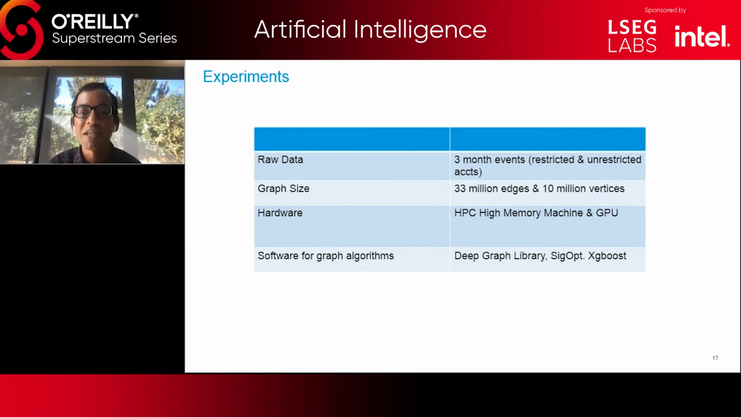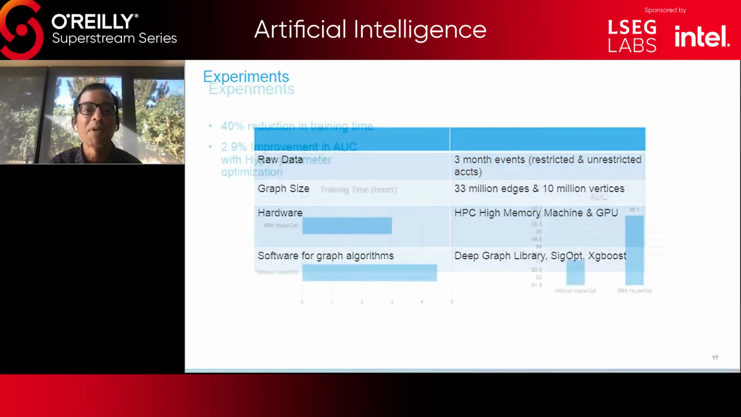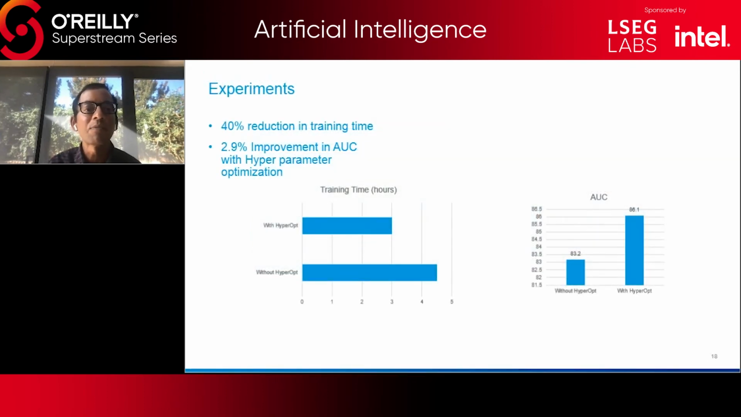That itself is 33 million. We are dealing with 1 trillion, but for this particular experiment, we used 33 million edges and 10 million vertices. And this is some of the HPC and software which was used to build the experiments. So quickly on the experiment side of things, right?